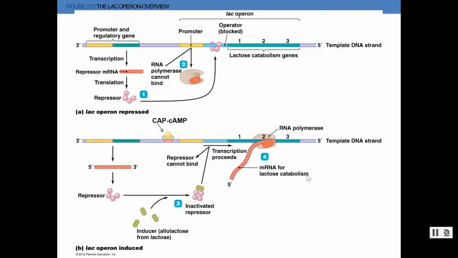So most of the time I'm not going to fool with it if glucose is there. Glucose is easier. It takes me less energy to start with glucose. All right, so how does the operon know that? How does the cell know that glucose is not available?